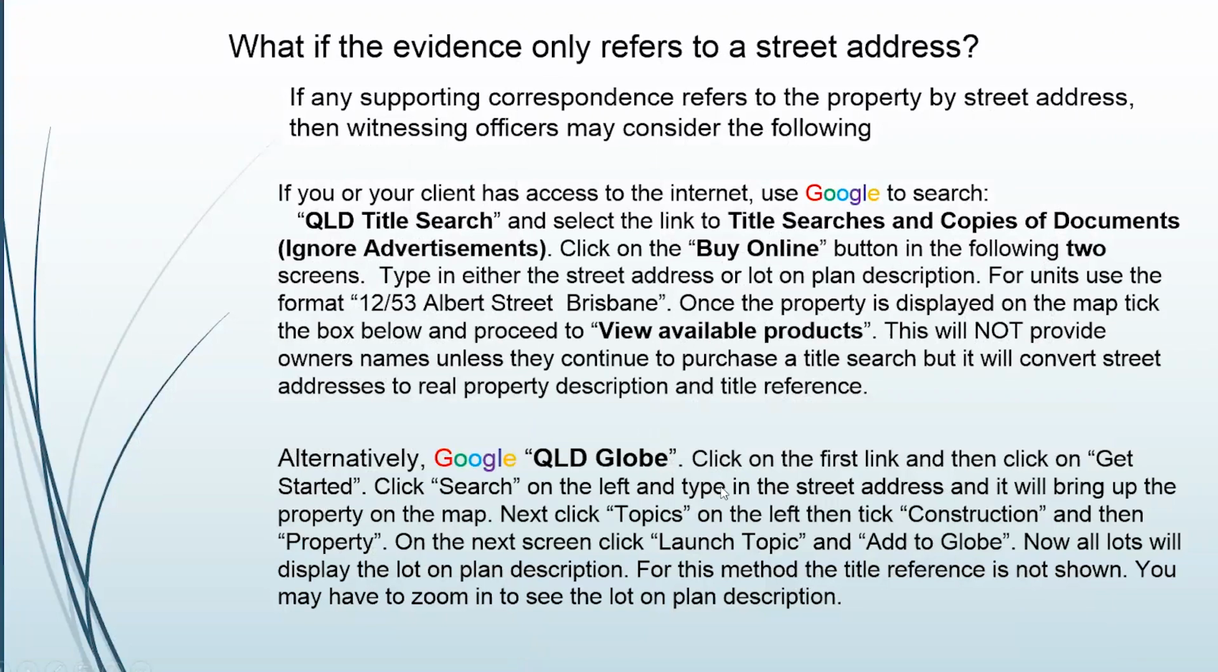So you will get instances where they don't have a lot on plan description or title reference, and they've just got a street address. So there's two methods we can recommend. The first one here is better, I'd say it's a bit easier. This is the method of ordering a title search from our website directly. But as part of that process, it will show you the lot and plan description and title reference for free. You don't have to order anything. And the second one is through the Queensland Globe. If you just follow these steps that we've got listed here, you should be able to pull it up pretty easily. But I'll just show you how quick it is to do it.